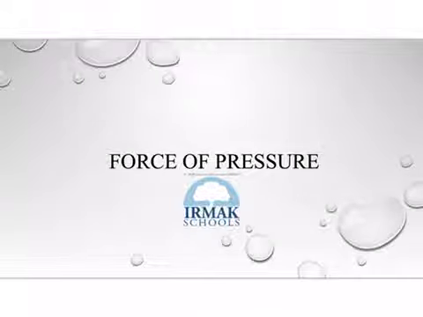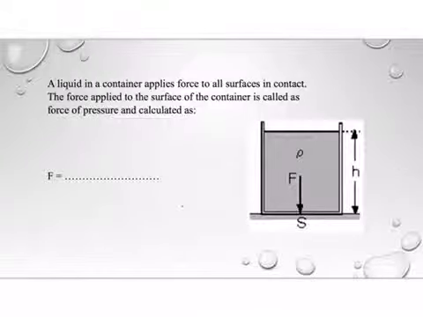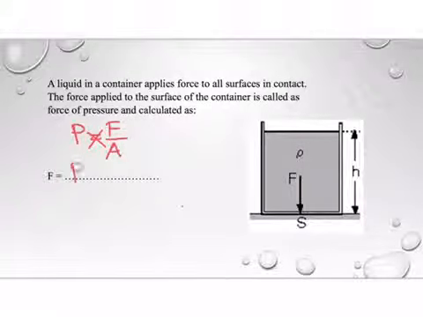Force of pressure. A liquid in a container applies force to all surfaces in contact. The force applied to the surface of the container is called the force of pressure. It is calculated as pressure equals force over area. So, multiplying across, force is equal to the pressure times the area.